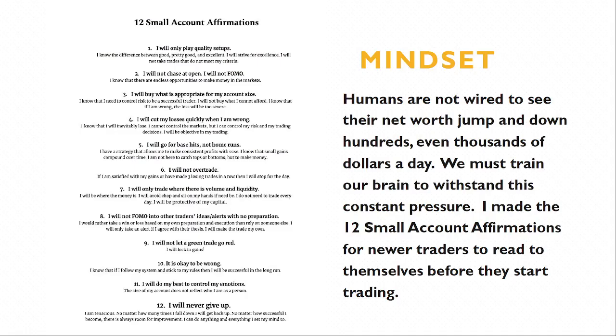And a couple of mindset things. I made these 12 small account affirmations, just rules that we read to ourselves before we start trading at open, because trading has so many rules, it can be hard to memorize them all at once. So if we say them to ourselves, they're internalized before we start trading. Only playing quality setups, not chasing at open. You buy what's appropriate for your account size, all things that we talked about.